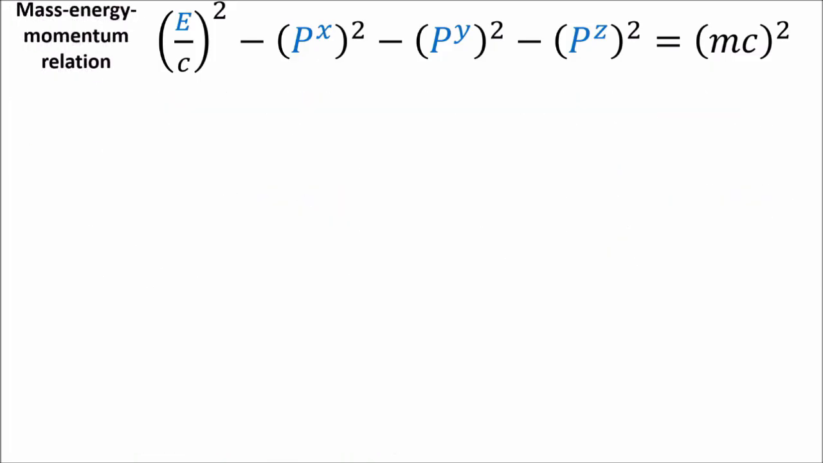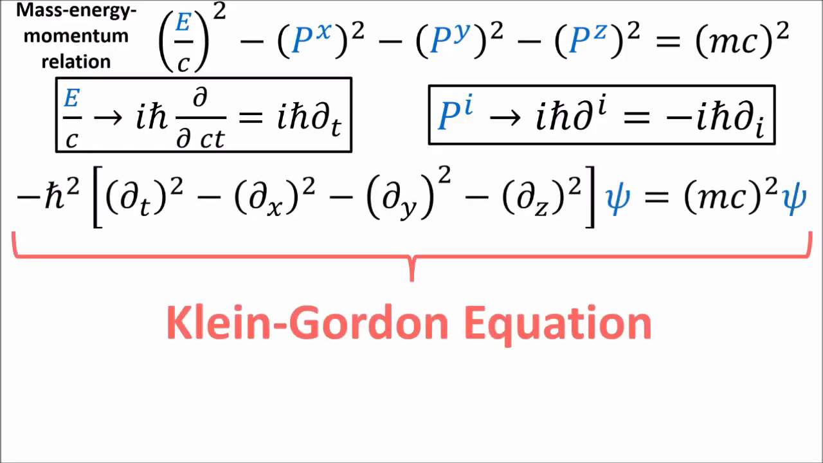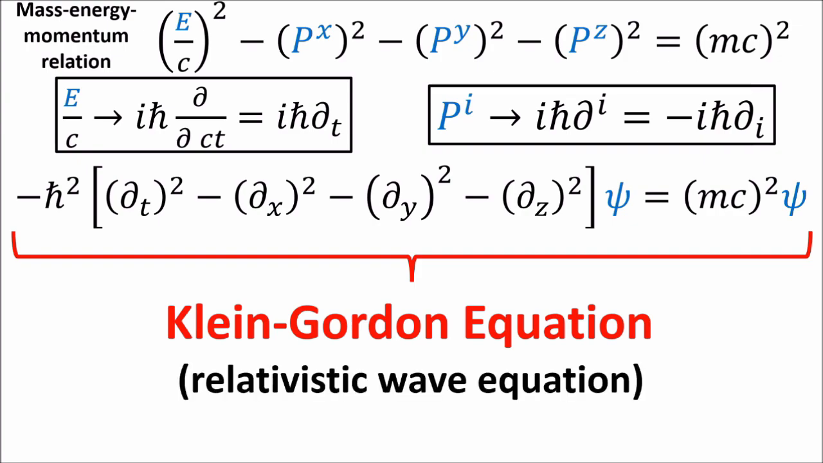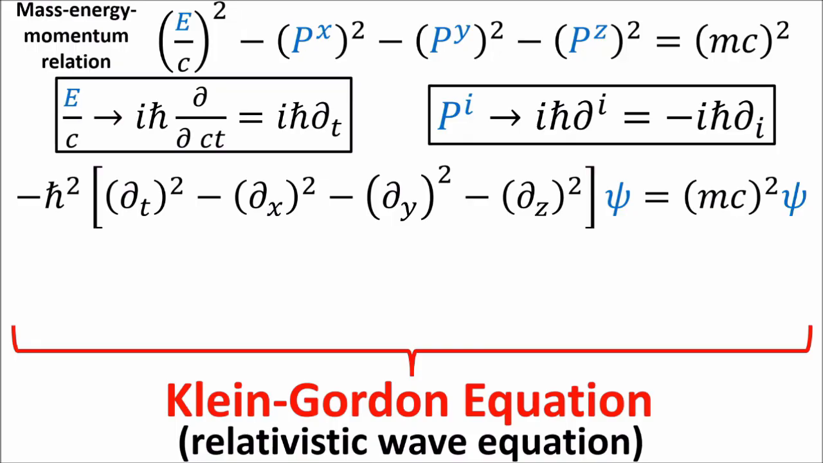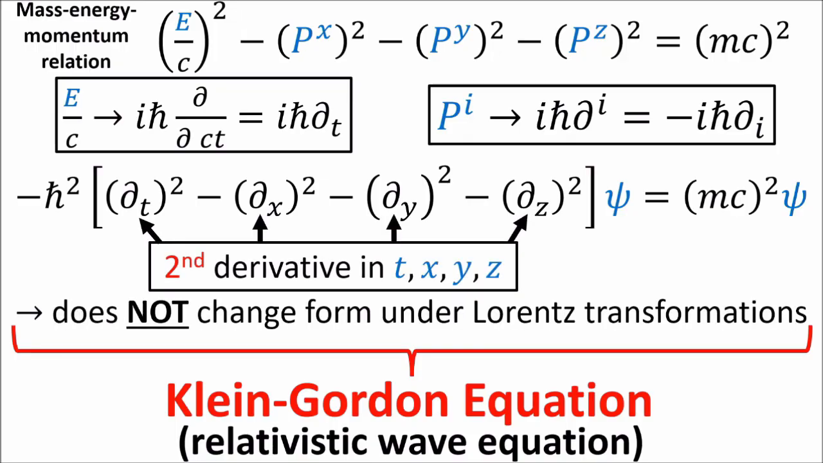If we take the mass-energy-momentum relation and apply quantization rules, where energy and momentum are replaced by i h bar times a derivative, we get the Klein-Gordon equation. The Klein-Gordon equation is a relativistic wave equation, because the time and space components have the same number of derivatives, and the equation does not change form when we do a Lorentz transformation.